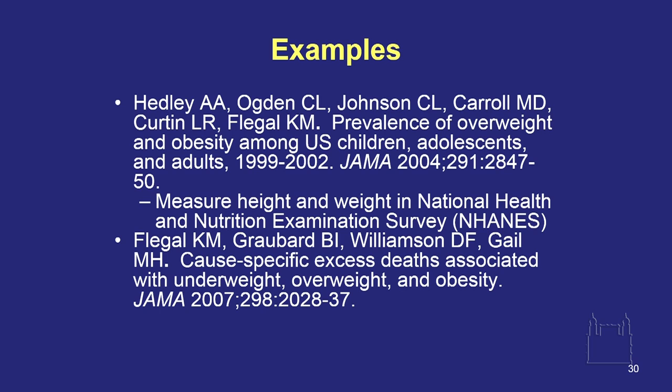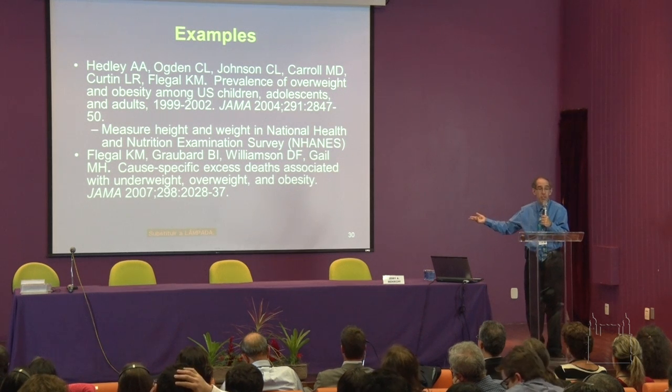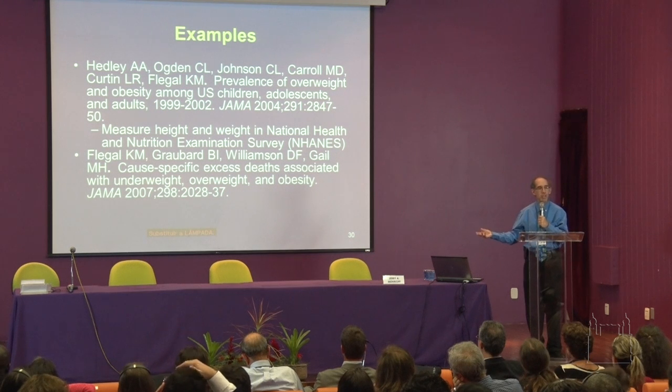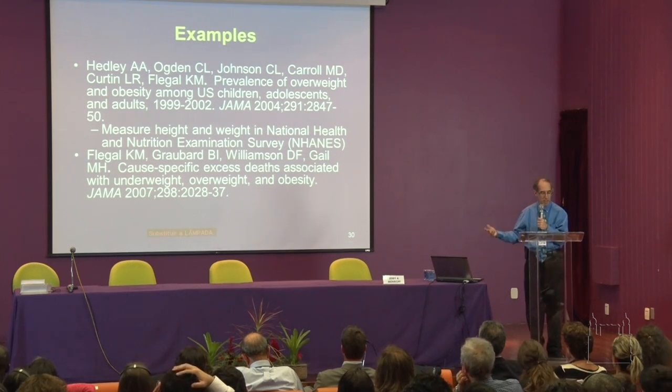So you have these, you could look them up later and read about them. The first one, well actually both of them, involve a study, a way of collecting data in the US called NHANES, the National Health and Nutrition Examination Survey. These are pretty straightforward studies to do. They were looking at overweight and obesity among US children, adolescents, and adults.